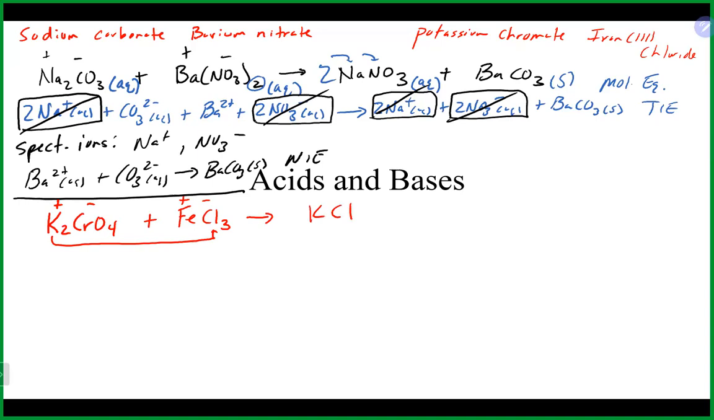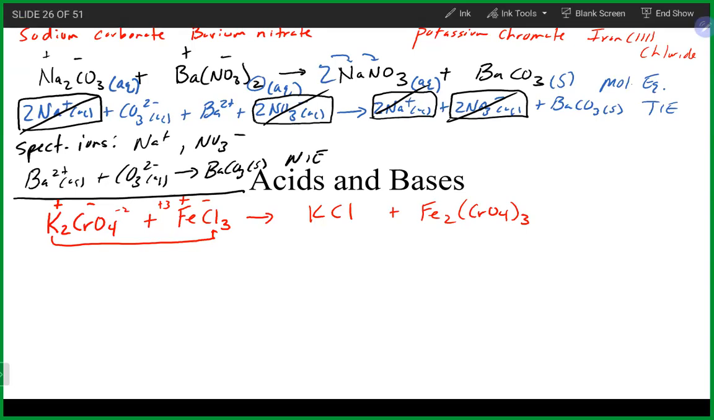Iron actually has a +3 charge, I believe, and the chromate's a -2. So we're taking a +3 and a -2 together. So the proper formula here is going to be Fe2(CrO4)3 in this case. Any questions on those formulas?